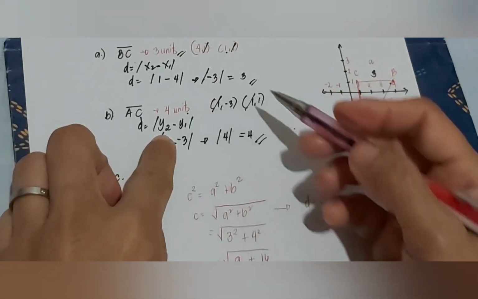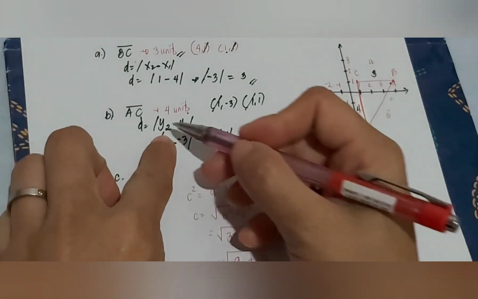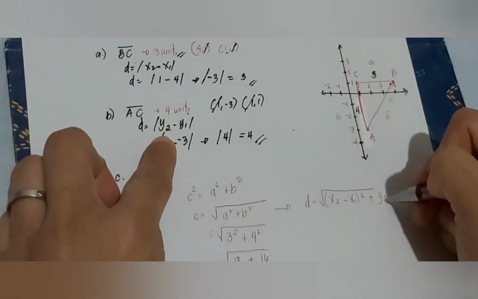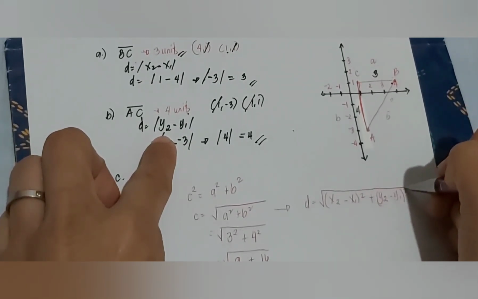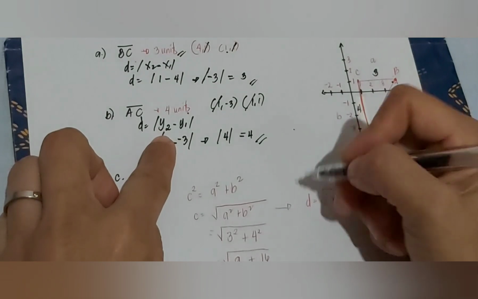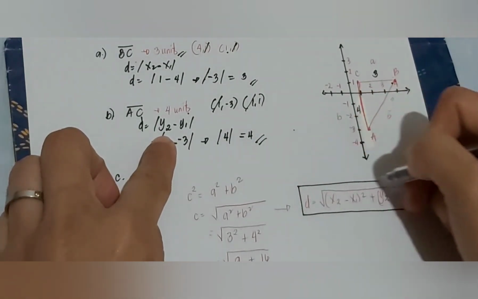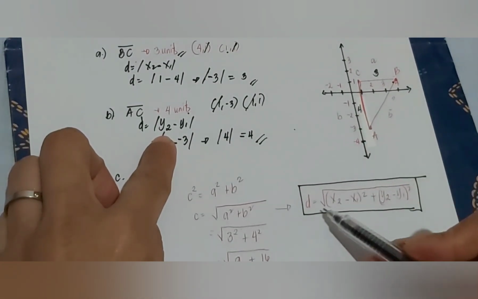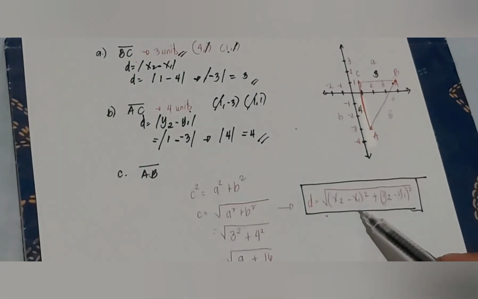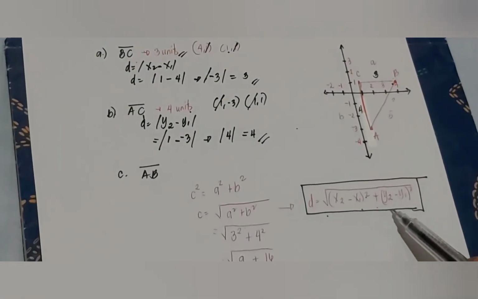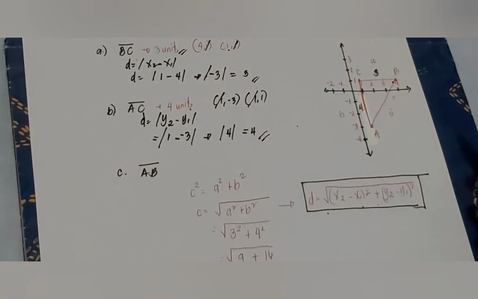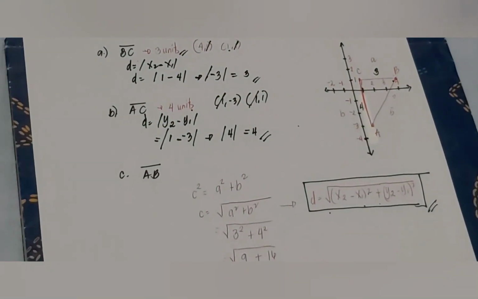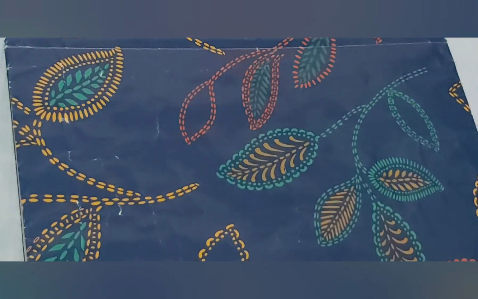So, papalitan natin ang B na to ng y sub 2 minus y sub 1 squared. And this is our distance formula. D is equals to the square root of x sub 2 minus x sub 1 squared plus y sub 2 minus y sub 1 squared. In our next example, we shall be using this distance formula. Okay? So, let us proceed.